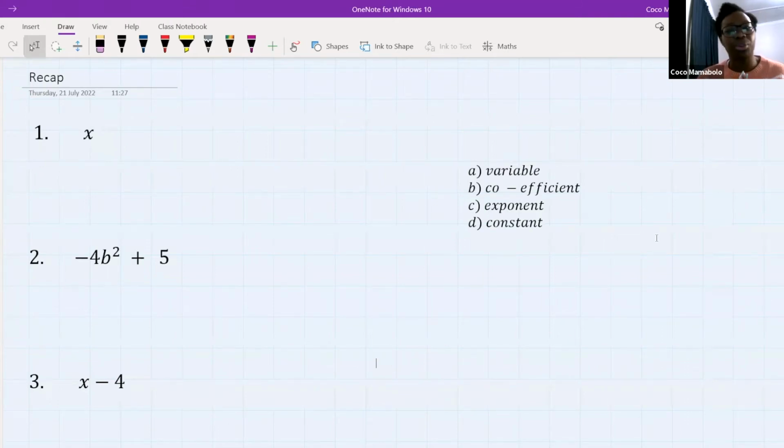Okay, we're going to continue quickly. Before we continue, we're going to do a recap of last week. I want to see who can remind me what we learned about when we were labeling numbers, variables, expressions.